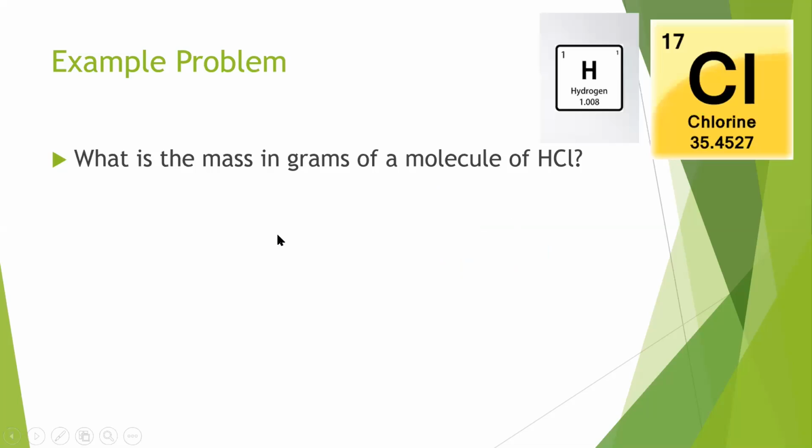So let's try to do this problem again, and please put your answer in the chat when you get it. The mass in grams of a molecule of HCl. So this is 2 elements, but it's similar. Once you find the molar mass, you do the exact same thing like the last problem. But the molar mass requires the sum of 2 elements this time, and that's the only difference.